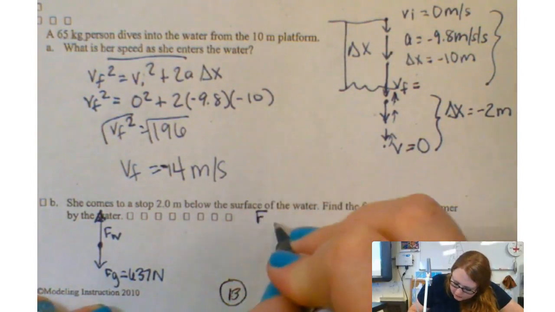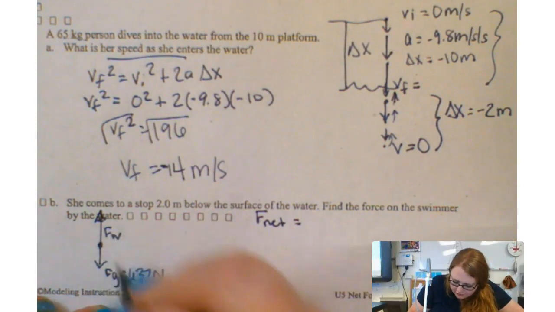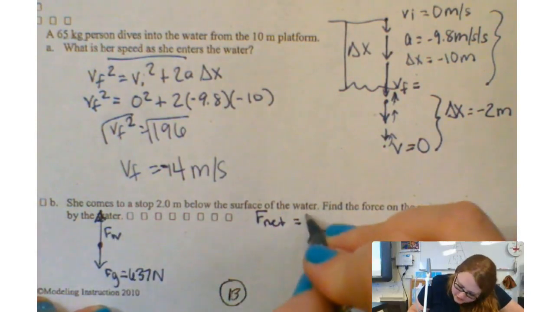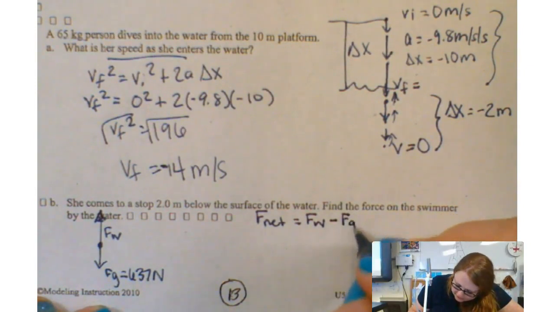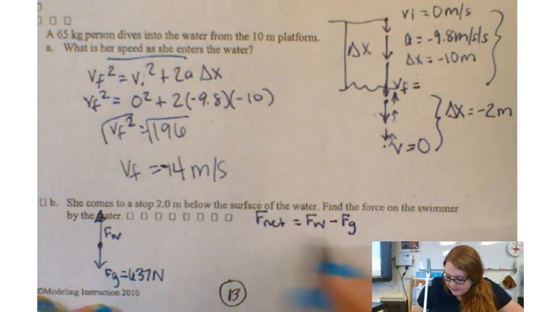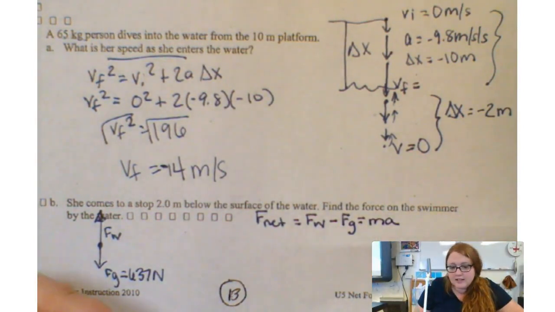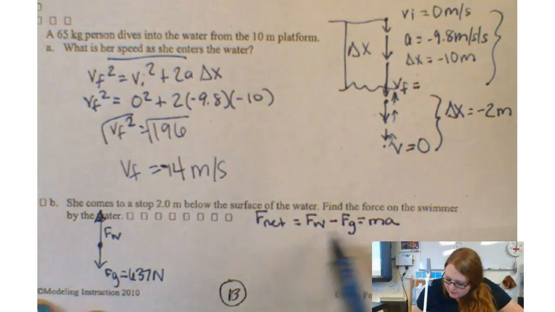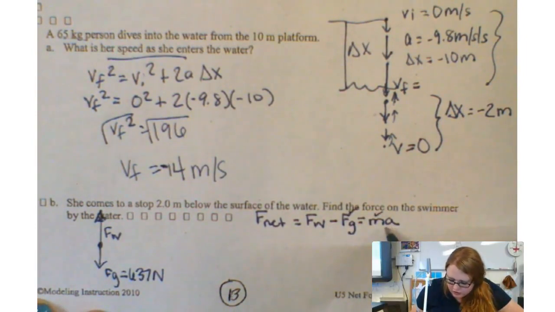So we know that net force can be written as the up forces minus the down forces. So the force of the water minus the force of gravity. And that can be written as mass times acceleration. That's Newton's second law. So it's my job to find the force of the water. I know the mass. I know the force of gravity. I'm going to need acceleration in order to do this.